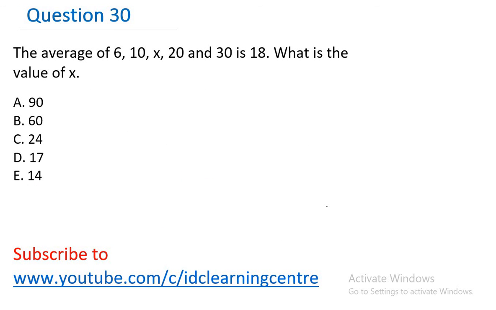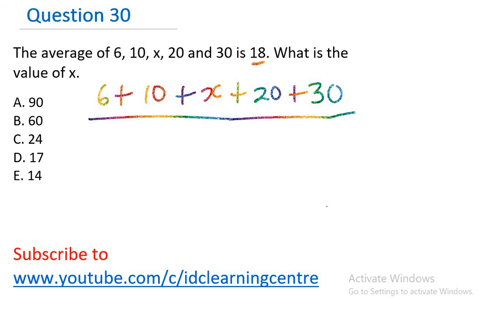Question 30. The average of 6, 10, x, 20, and 30 is 18. What is the value of x? How do you calculate average? Average is sum total divided by the number of items. So the average of what we have has been given as 18. It simply means that 6 plus 10 plus x plus 20 plus 30 divided by, how many are they? 1, 2, 3, 4, 5, divided by 5 is equal to 18.